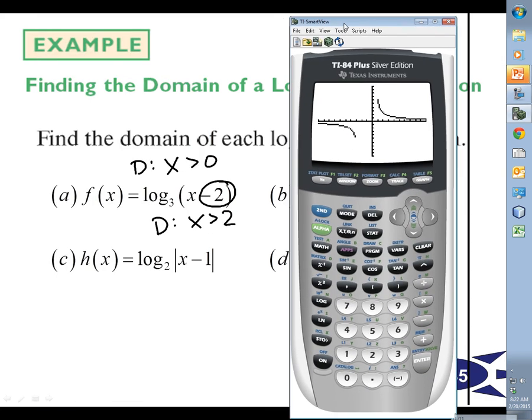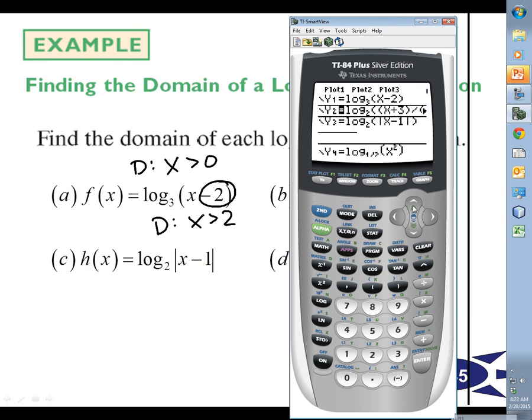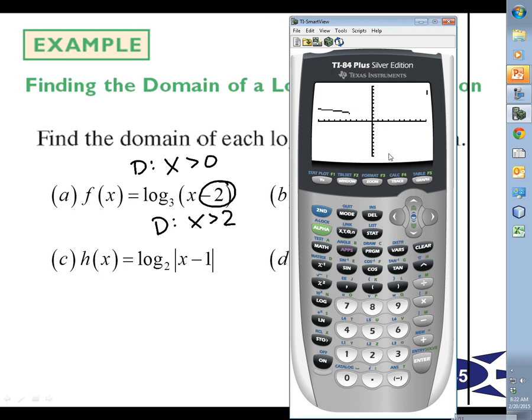Let's take a look at the third one here. I'll go back in here and turn the second graph off and turn the third graph on. So log base 2 of the absolute value of x minus 1. Remember, absolute value is going to make a V. So we're still going to get that, but it's going to be slightly changed here.